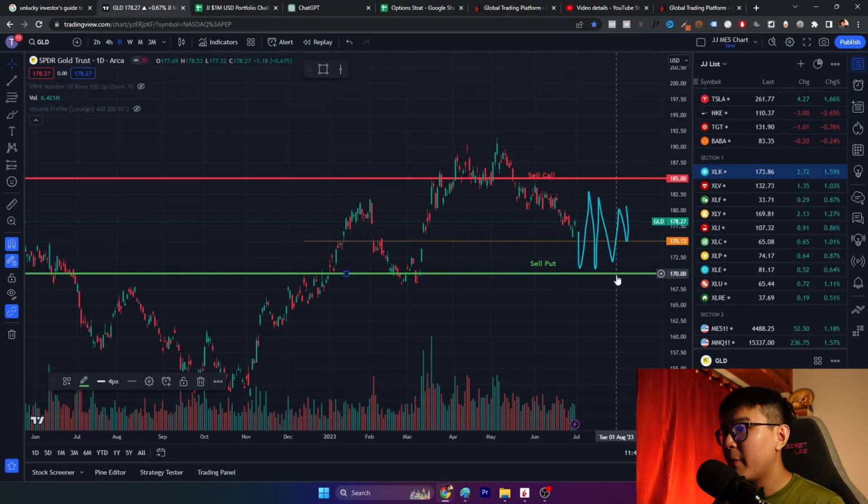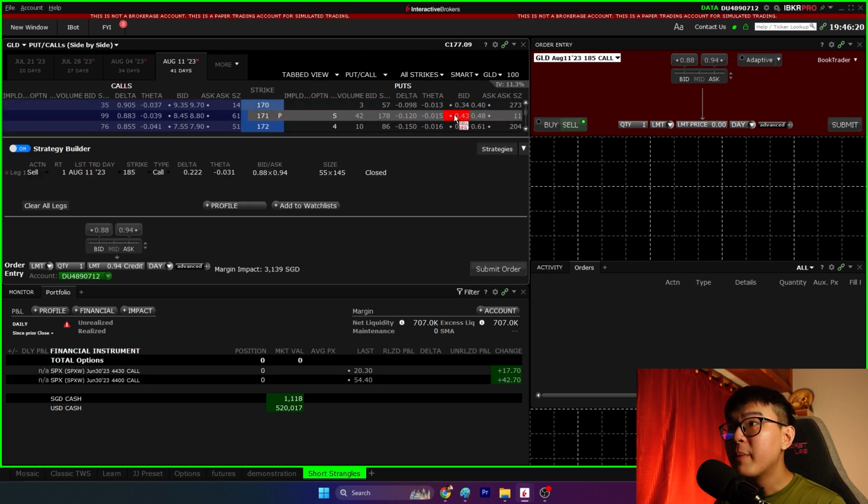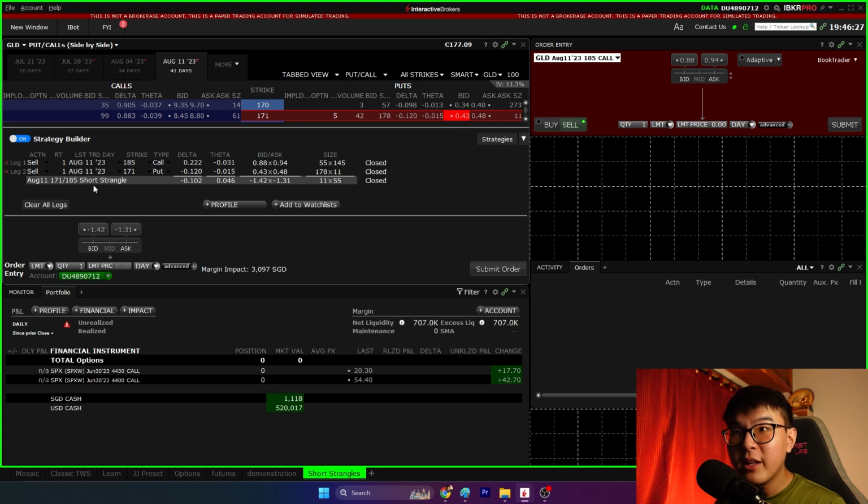It'll be at 171. I'll click on strategy builder, click on 185, scroll down to 171. Remember to click on sell, okay? Sell. Don't click on buy. If you have selected it correctly, it should appear over here as short strangle. It'll tell you how much you'll earn. It ranges between a bid and ask price of $1.42 to $1.31. If you trade one contract, that means you'll earn about 130 to 140 USD. The margin you'll need for this trade is about $3,000.